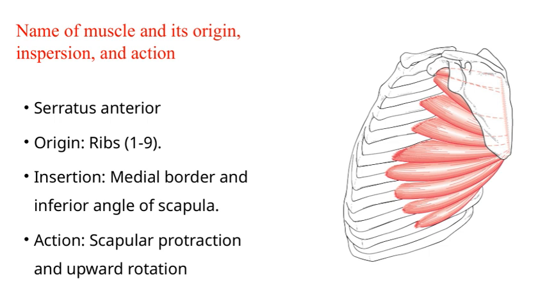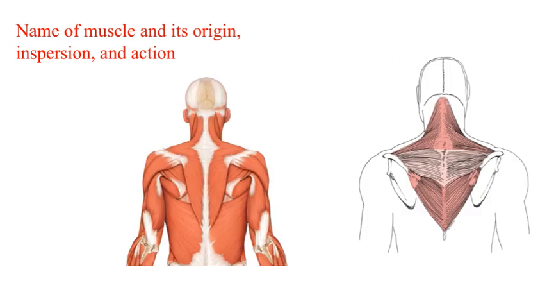Understanding the serratus anterior's origin, insertion, and actions is key, because it highlights how this muscle contributes to shoulder stability and mobility. It's a perfect example of how the muscles we studied earlier work together to allow complex, functional movements. Let's take a closer look at this slide, which focuses on the name of a specific muscle, along with its origin, insertion, and action.